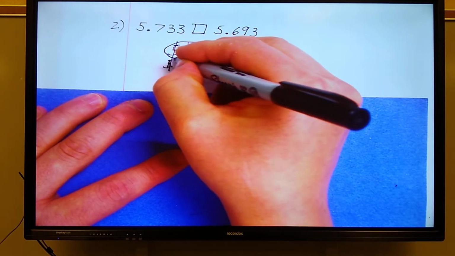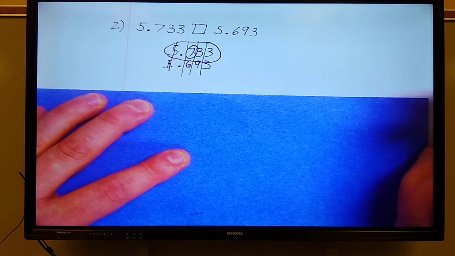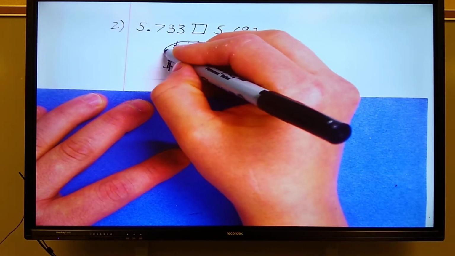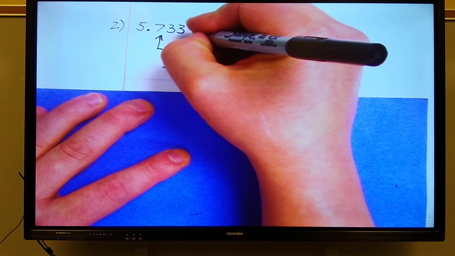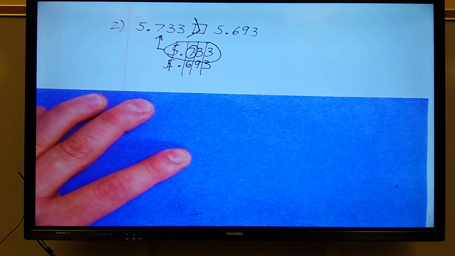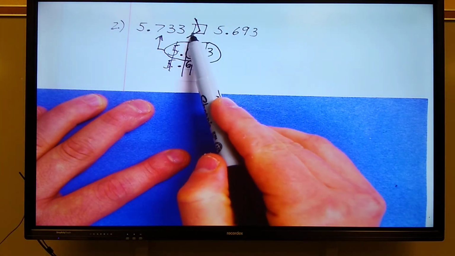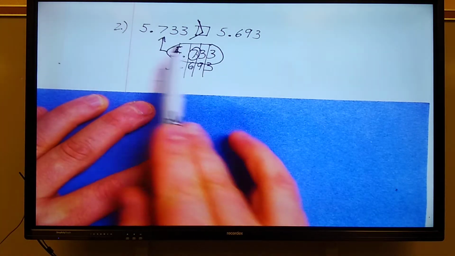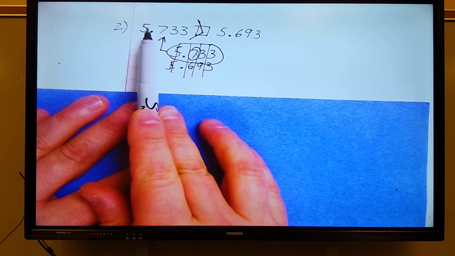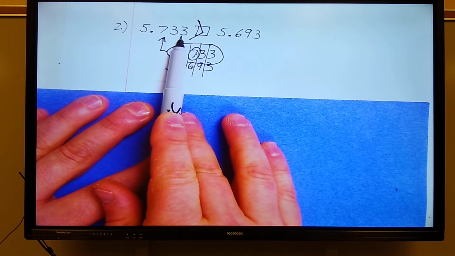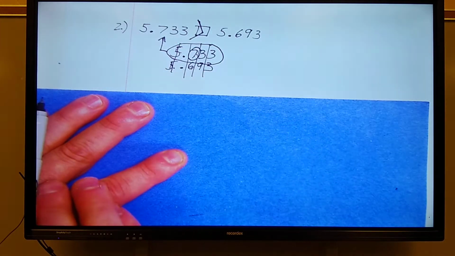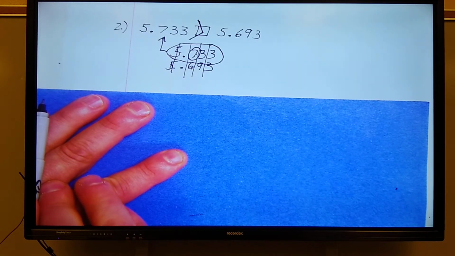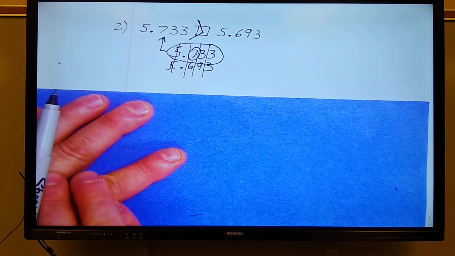That means this top number here is the biggest number. Let me find that number. Here it is right here. That means I know what symbol is going to go in here. The greater than sign. Make sure the open part always faces the biggest number. This is how this number reads. 5 and 733 thousandths is greater than 5 and 693 thousandths. I hope you got that right because you are smart.